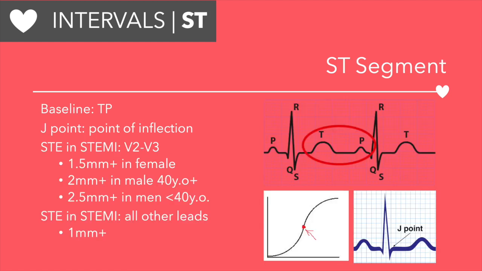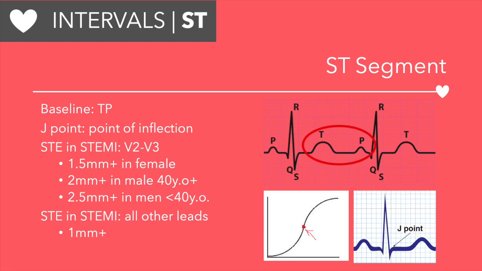Let's move on to the ST segment. So what are we comparing the ST segment to determine whether it's elevated or depressed? We are going to compare it to the baseline, which is TP. At the end of T to the beginning of P, this is the baseline from which we compare whether the ST segment is elevated or depressed. We're going to look at the J point to see if there's ST elevation. The point of inflection is where the J point is. The point of inflection is when the curve transitions from one direction to the other direction. This is the J point.